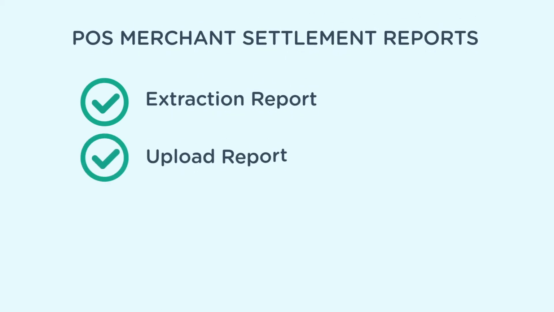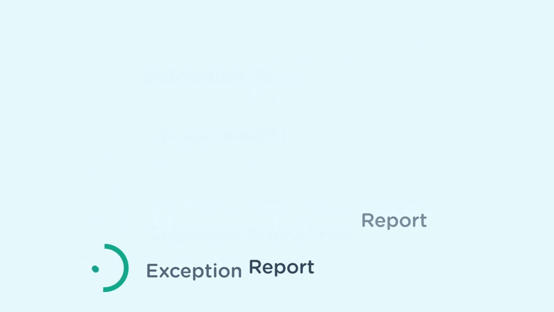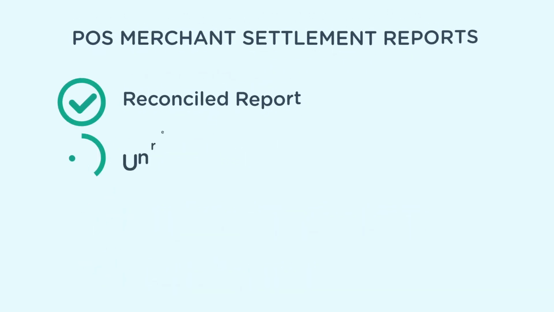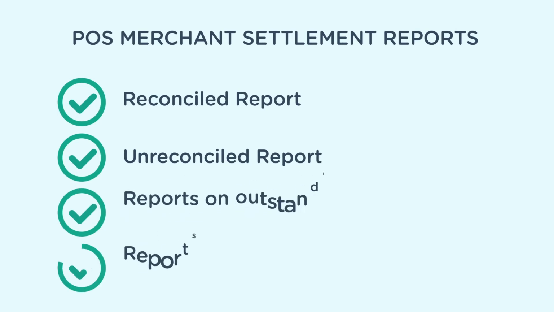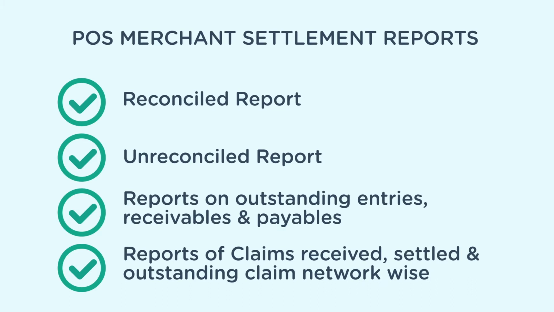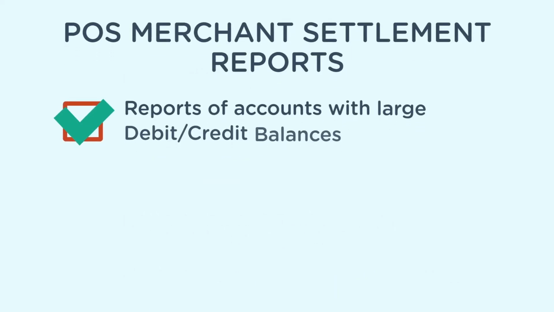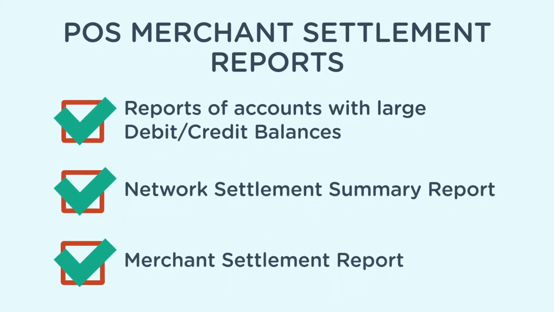Here also we can get various reports like extraction report, upload report, duplicate transaction report, exception report, reconciled report, unreconciled report, reports on outstanding entries, receivables and payables, reports of claims received, settled and outstanding claims network-wise, reports of accounts with large debit and credit balances, network settlement summary report and merchant settlement reports like transaction, fee and commission reports.